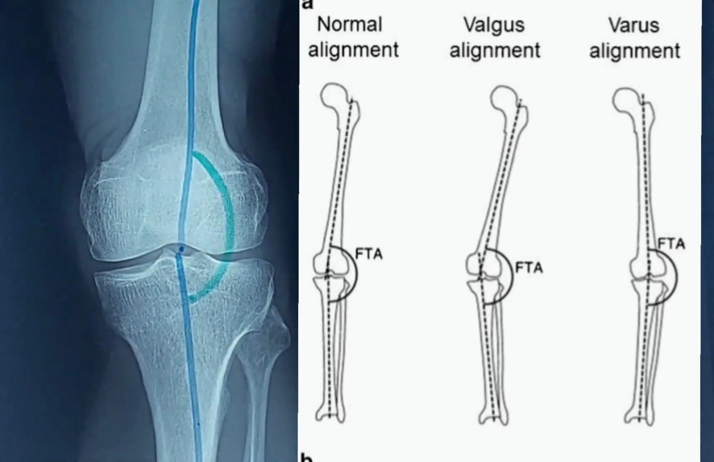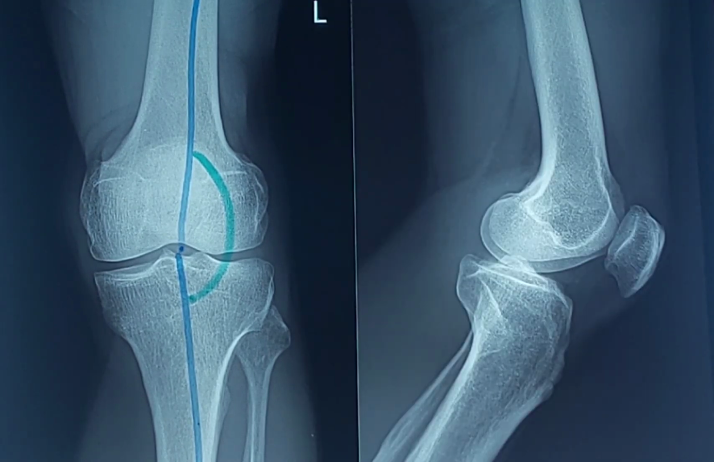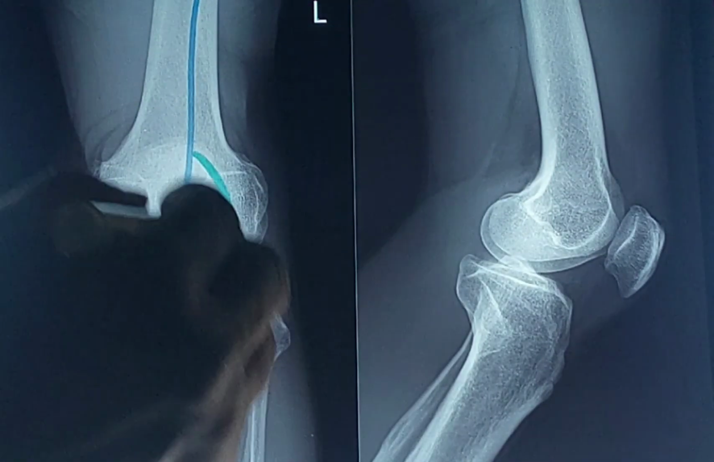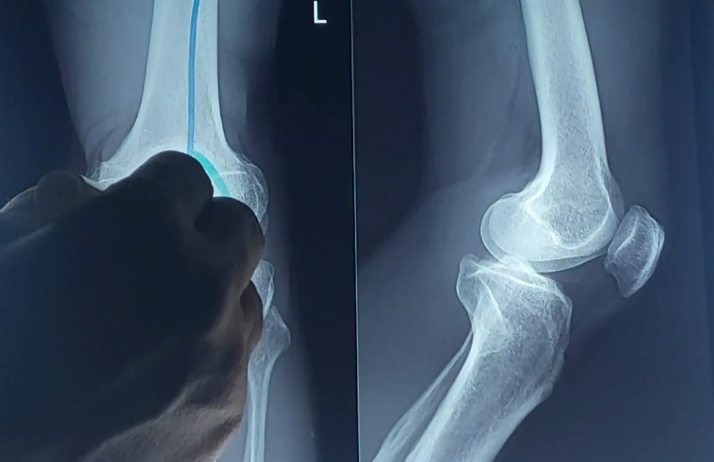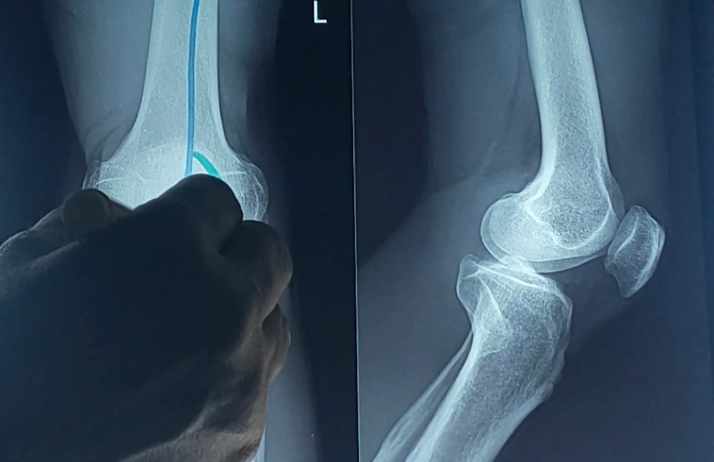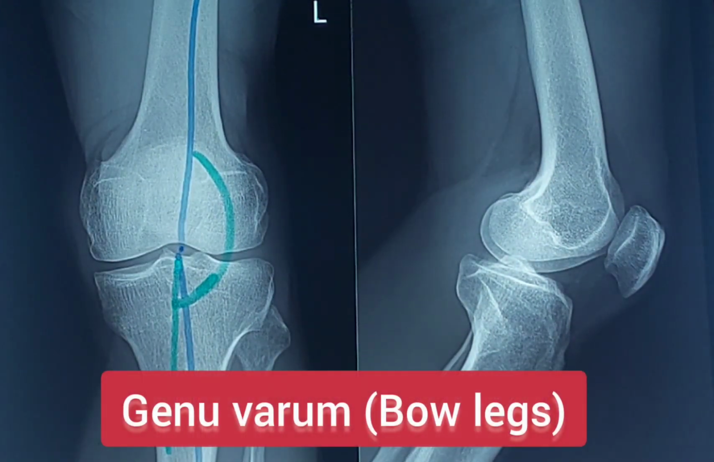On the basis of that, two abnormal conditions may occur. One is genu varum or bow legs. That means in this deformity, this angle is increased. In that case, this is the angle, now this is increased. It is called genu varum or bow legs.